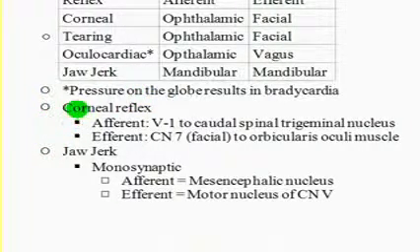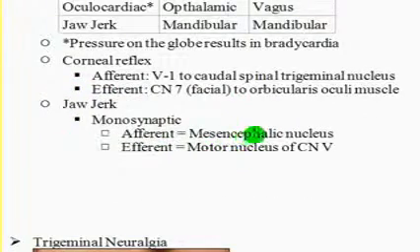So we talked about the corneal reflex. It's going to use the spinal trigeminal nucleus. We have the afferent fiber from V1 going to the caudal spinal trigeminal nucleus, and going to synapse. And the efferent fiber is going to be from facial nerve to orbicularis oculi muscle. Jaw jerk, afferent is mesencephalic, so it's going to come in and synapse on the mesencephalic nucleus, and then give off its efferents through the motor nucleus of cranial nerve 5.